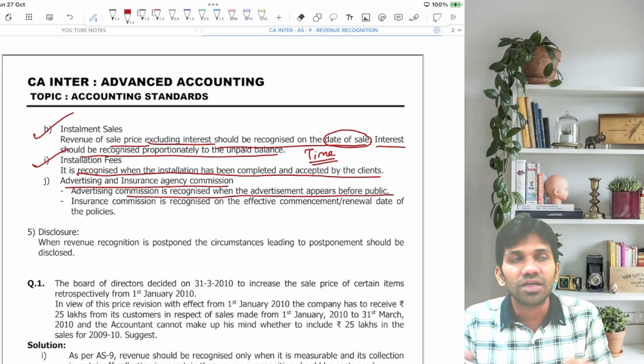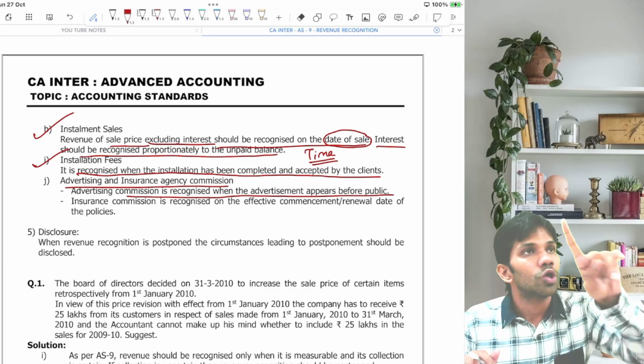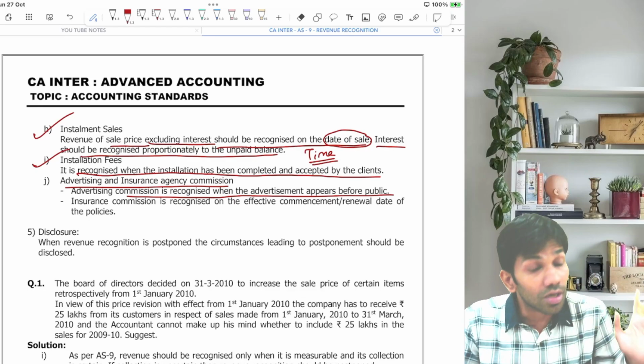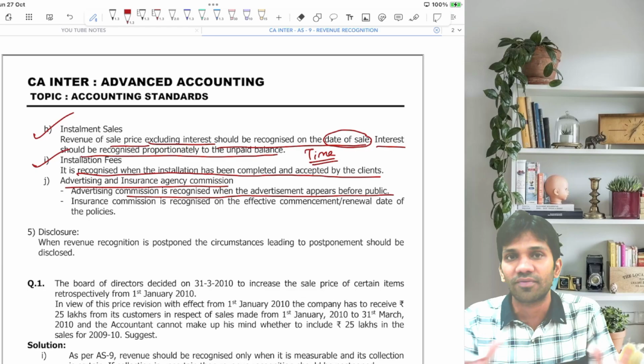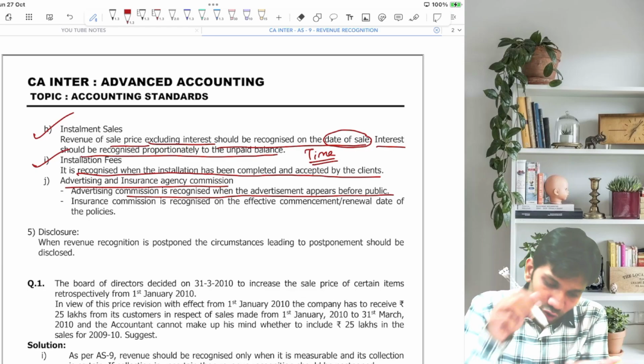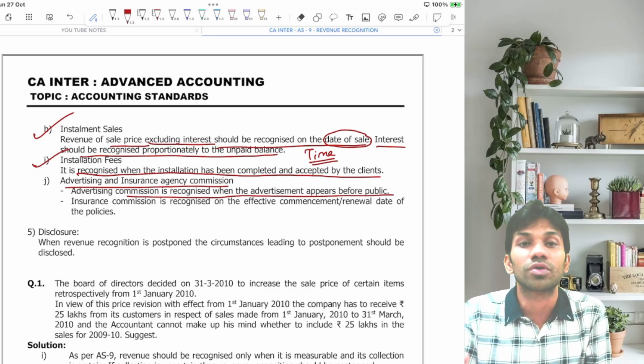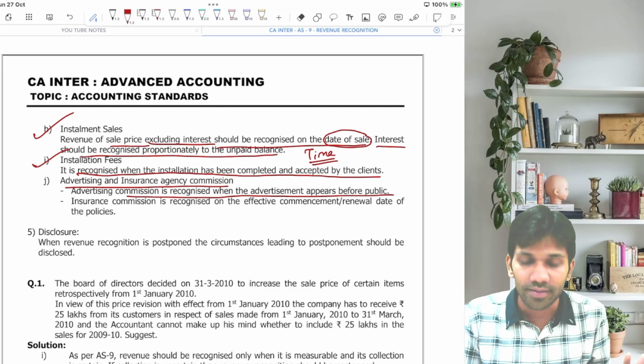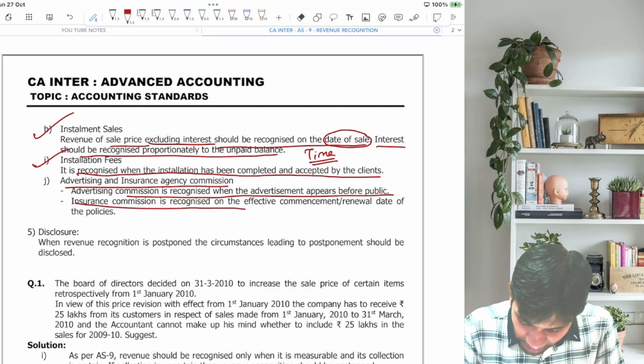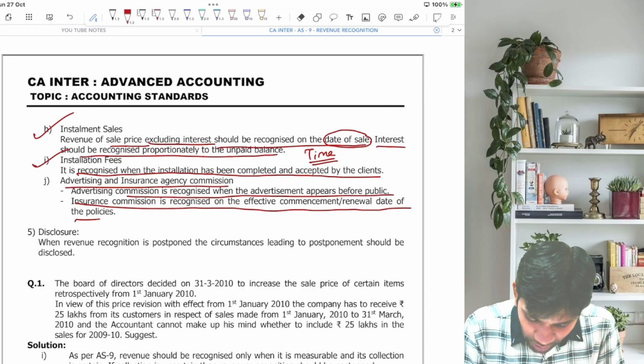Only when the advertisement is produced before you, you publish it in front of the public, and you say, "No sir, the advertisement is very good, you have prepared it very well, now we will release your payment." So advertisement revenue should be recognized only when the advertisement appears before the public and the customer is satisfied. And insurance commission is recognized on the effective commencement or renewal date of policies.